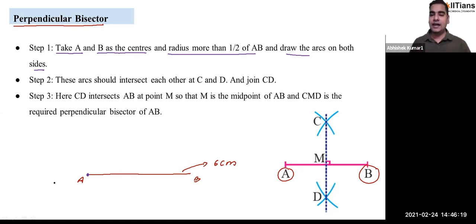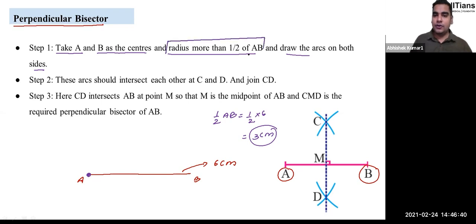And what will be the half of AB? Half of AB, if you calculate, what will you get? You will get 1 by 2 times of 6, that is equal to 3 centimeter. So if you are assuming A to be the center, you have to measure arc of radius more than 3 centimeter. That's what they have written here.